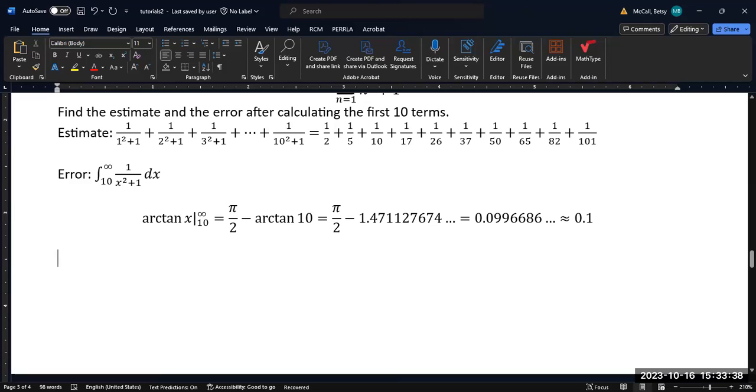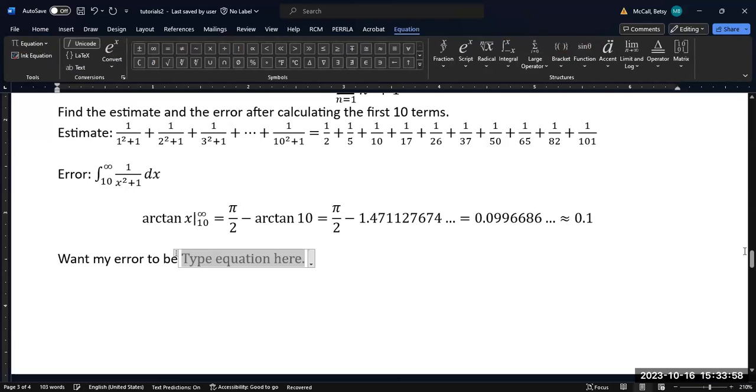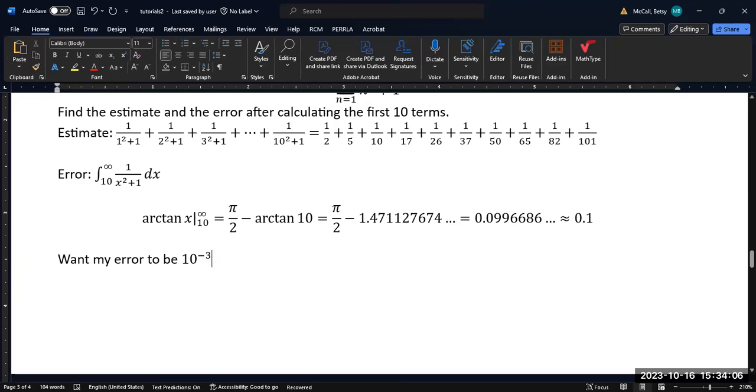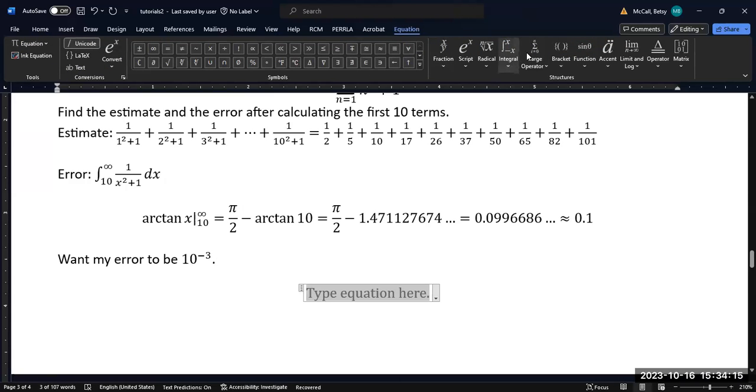Or I could try to determine, if I want an error of a particular value, then how many terms do I need to do that calculation? And so the way that would work, let's say I want my error to be 10 to the minus 3. So what I would do is I would essentially still have the same integral, but I would leave n in place and solve for it after the fact.